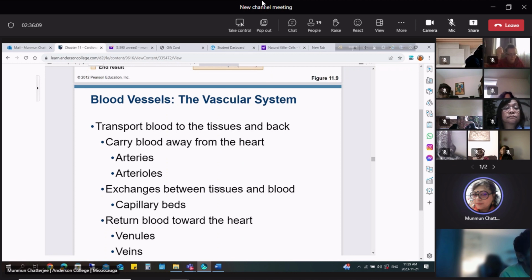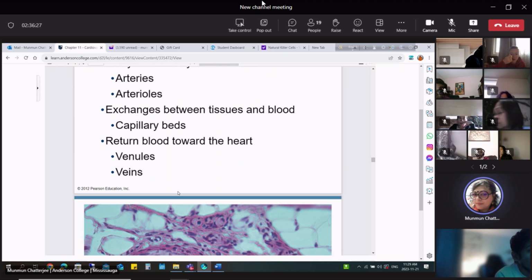Then exchange between the tissues and blood takes place in the capillary beds, and after the exchange, the deoxygenated blood and waste materials flow through venules and veins. They return to the heart.